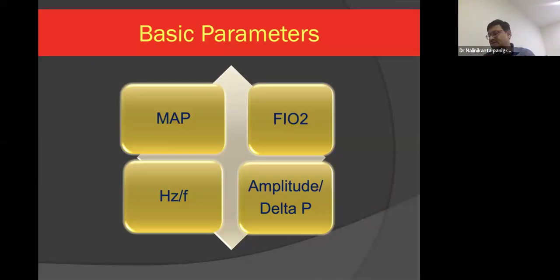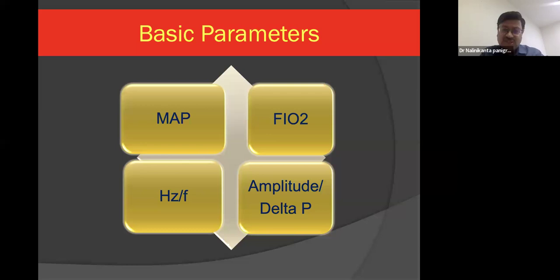And when it comes to parameters, you remember the parameters of a conventional ventilator: PIP, positive inspiratory pressure, PEEP, positive expiratory pressure. There are TI, inspiratory time, TE, expiratory time, the rate, and sometimes we have to address the flow. So multiple factors we have to set.